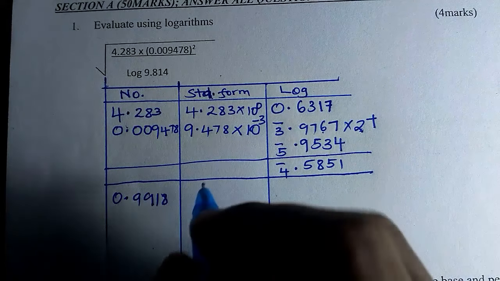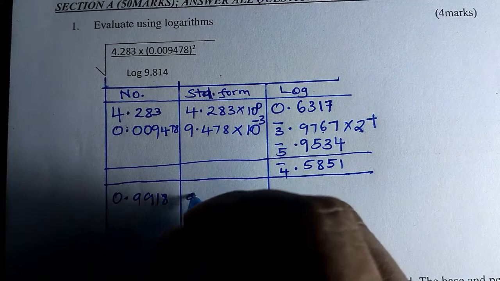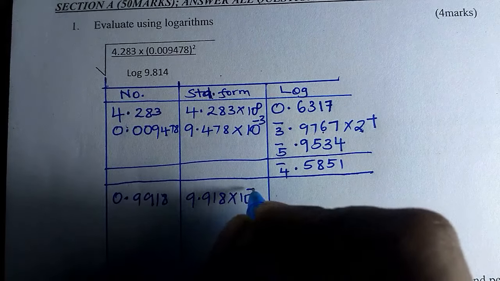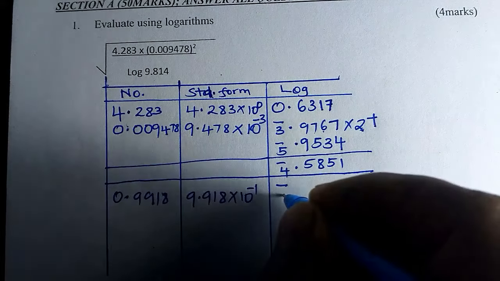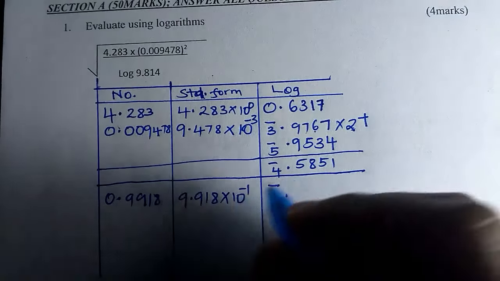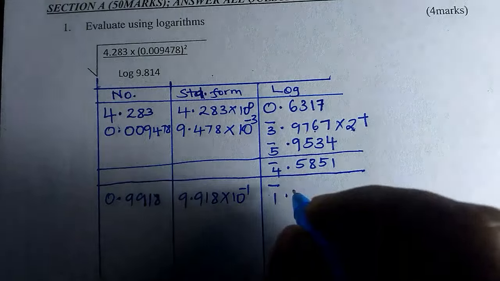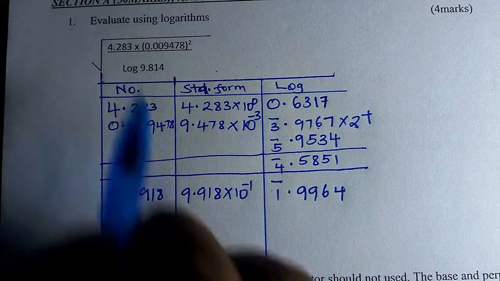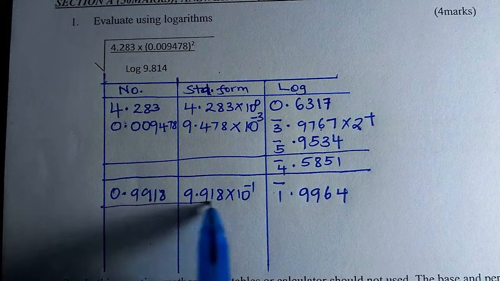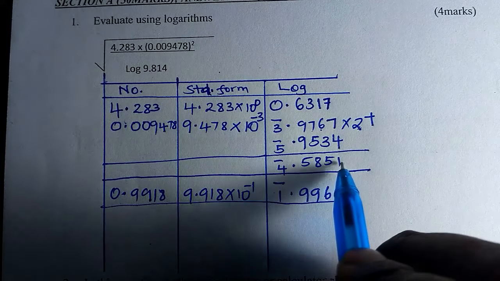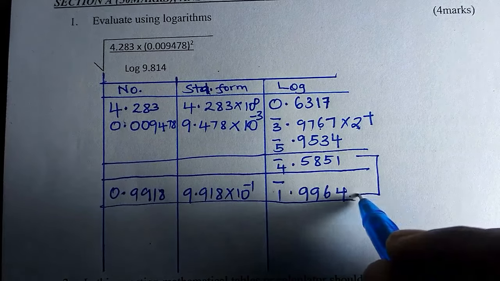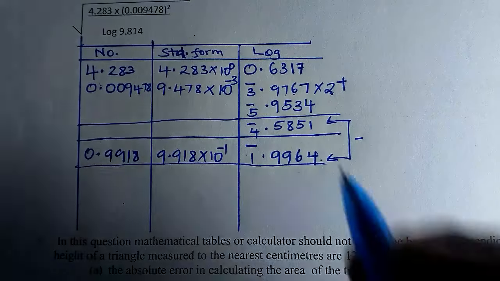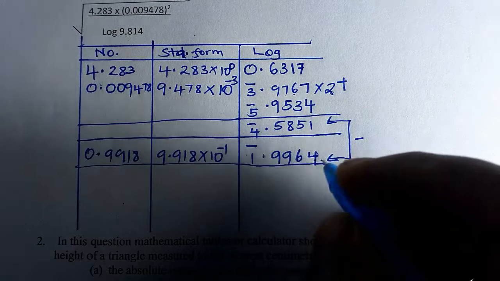Now write this one in standard form. That is 9.918 times 10 raised to power -1. So our characteristic is bar 1. Then find the log of 9.918, which is 9964. Because we had only one, we are done. We have the denominator and the numerator. So it is division. Because this line means division, you subtract. So 11 minus 4, that is 7.